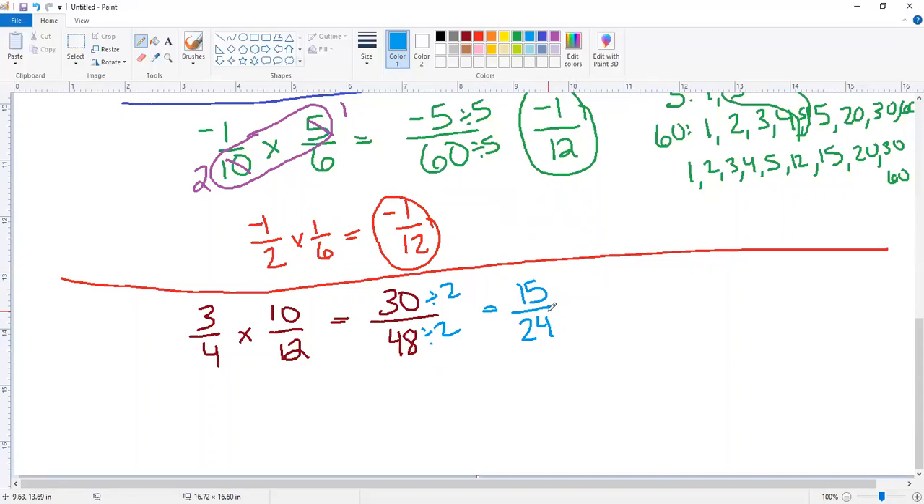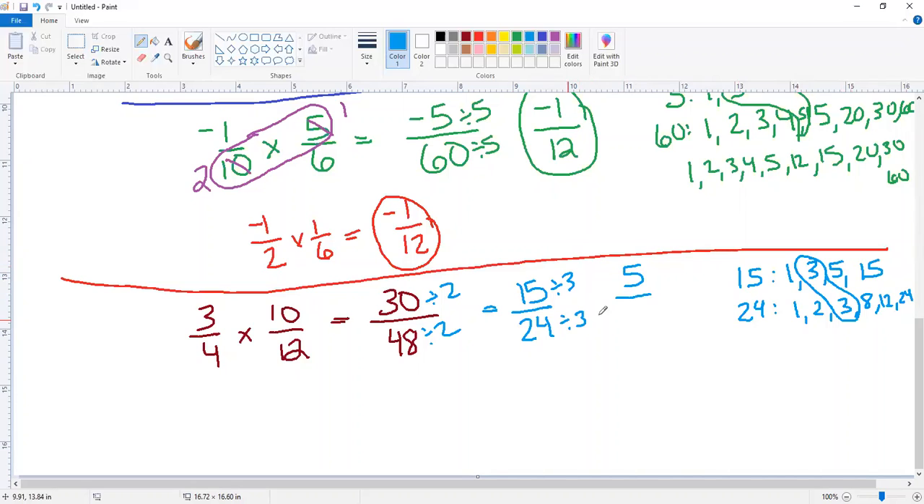Oh man, now they're not even numbers anymore. So now I have to find the factors of 15 and the factors of 24. And they both have a 3 in common, so I can divide both by 3. 15 divided by 3 is 5. 24 divided by 3 is 8. Now let's see what happens when we cross simplify.